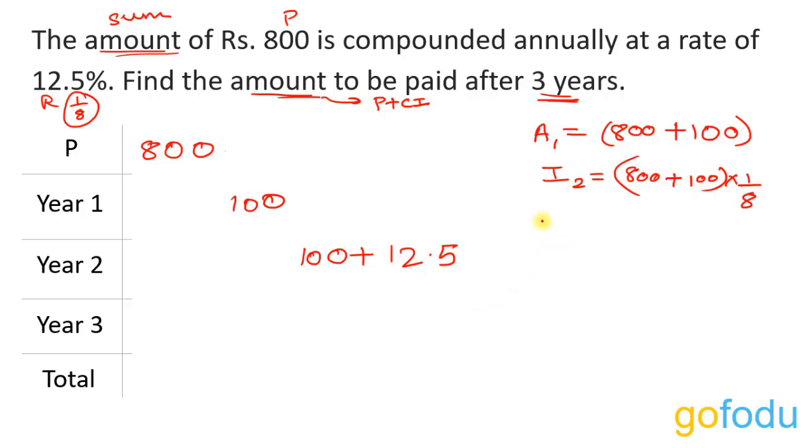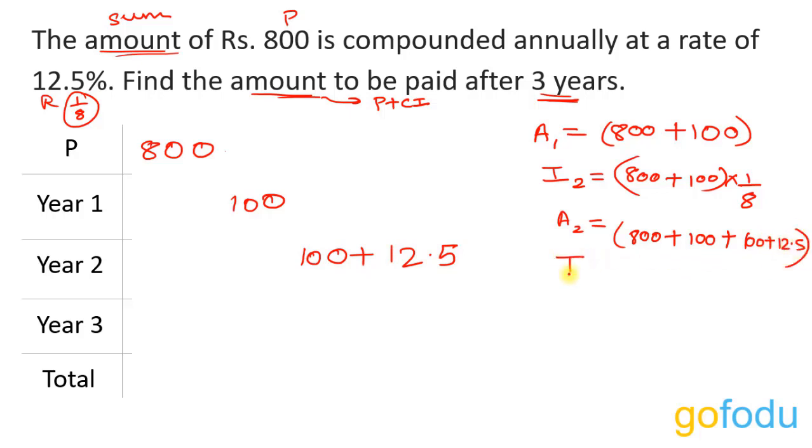Now the outstanding amount at the end of year 2 will become this interest plus the previous amount. Okay, that would be the outstanding amount at the end of year 1, 800 plus 100, plus this interest, that is 100 plus 12.5.